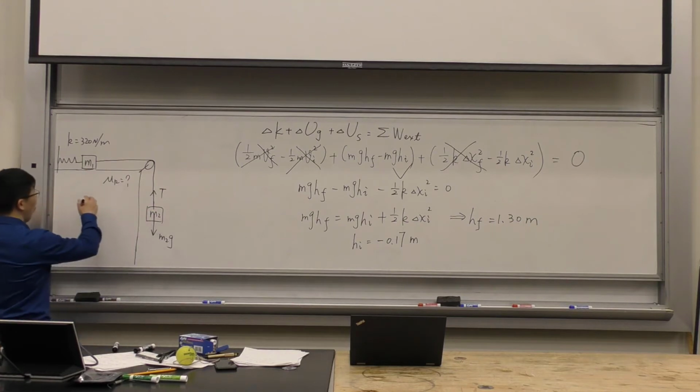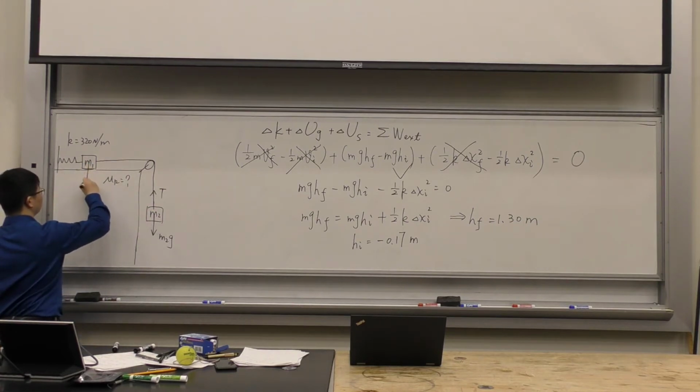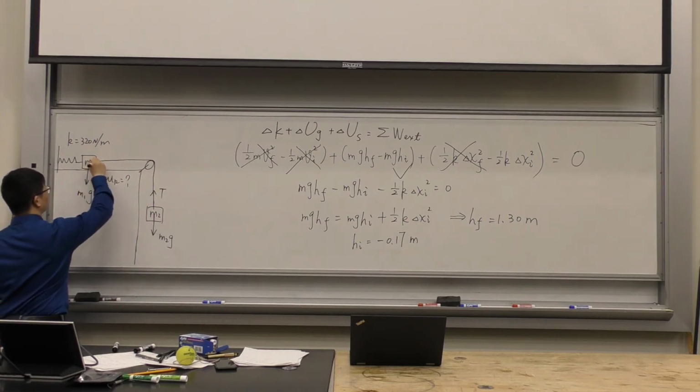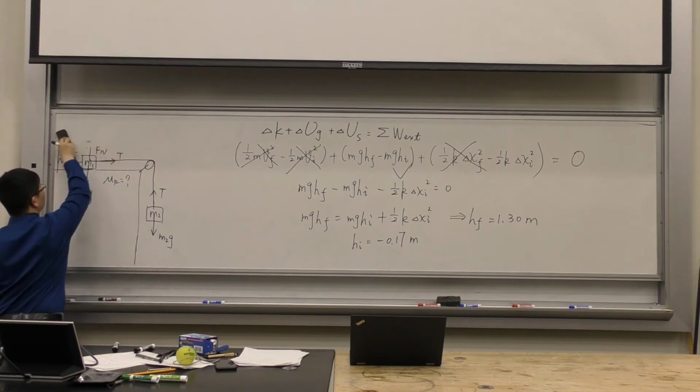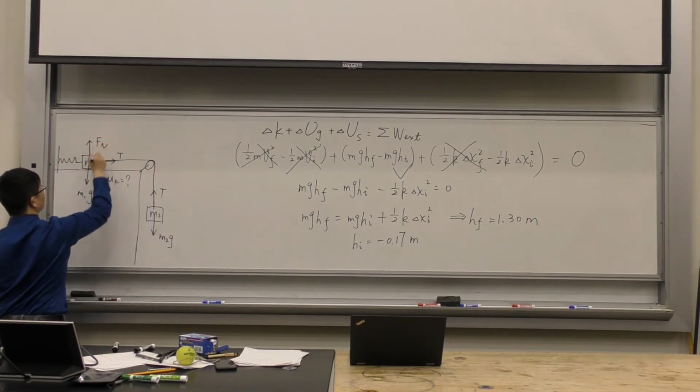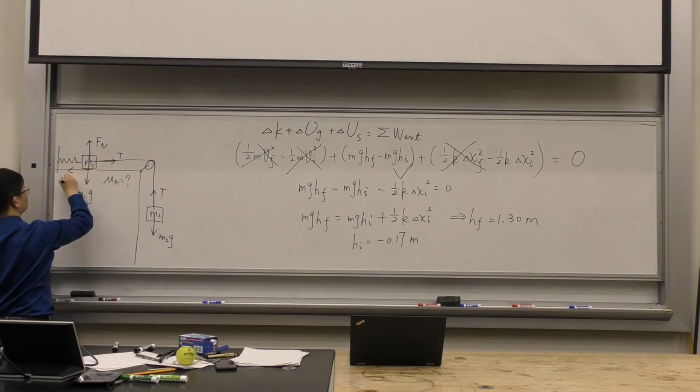So let's take a look at M1. M1 is going to have its own gravity, tension, normal force, and then there's a friction force on it, kinetic friction, and there's also a spring force on it. So there are 5 forces on it.